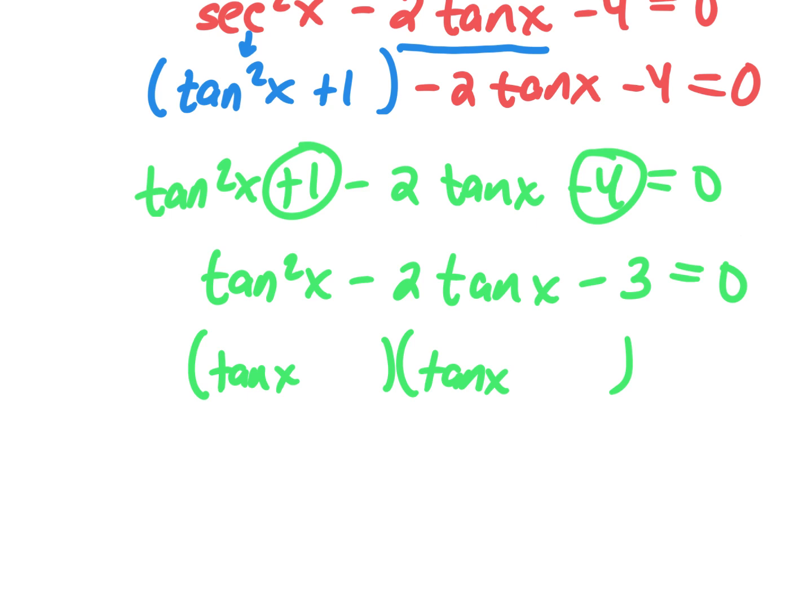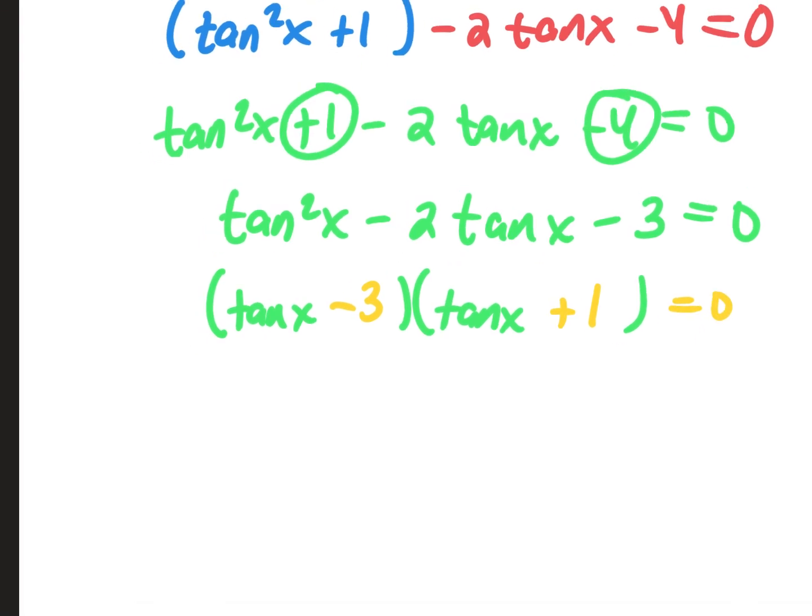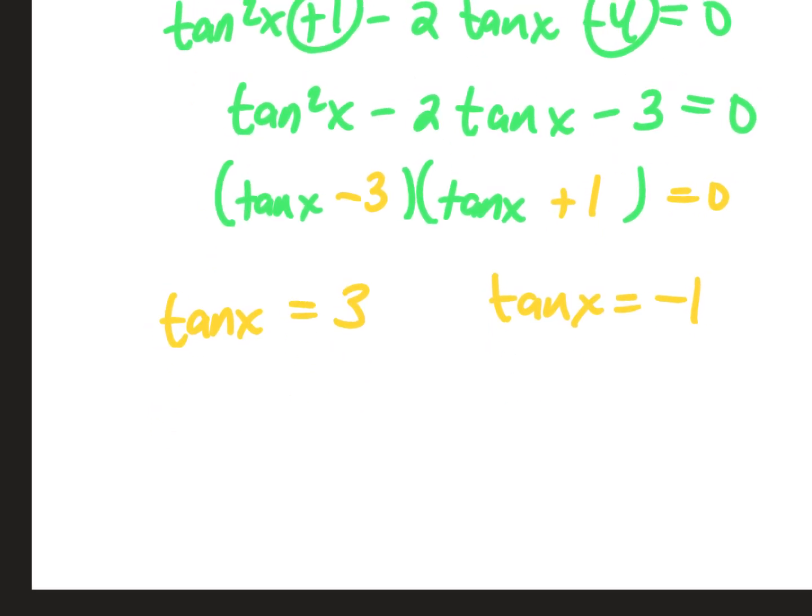What are the factors of negative 3 that'll multiply to give me a negative 3, but add to give me a negative 2? Minus 3 and plus 1. Yeah? You guys with me? Okay, so now we're going to set each equal to 0 and what? Solve. So here I have tangent x, you guys agree it equals 3? And then over here I have tangent x equals what? Negative 1.